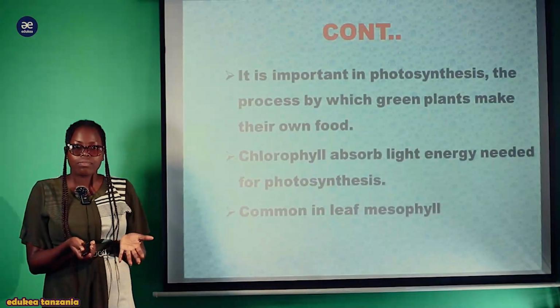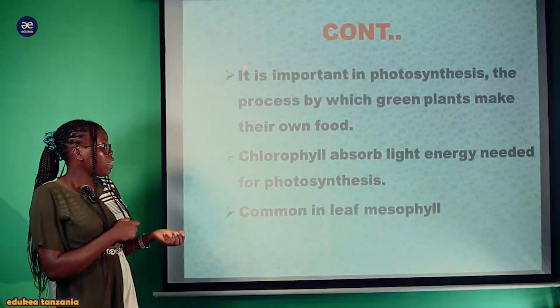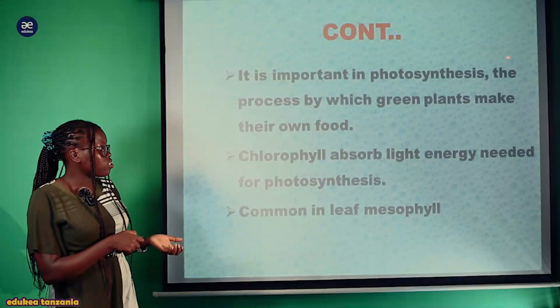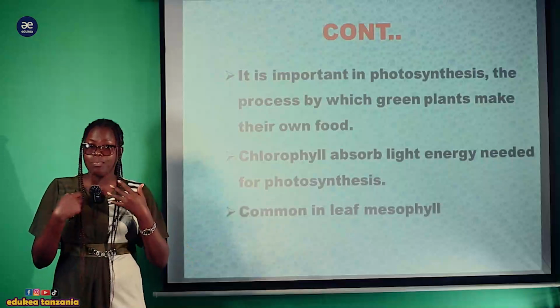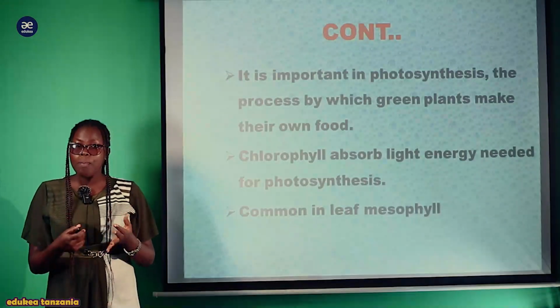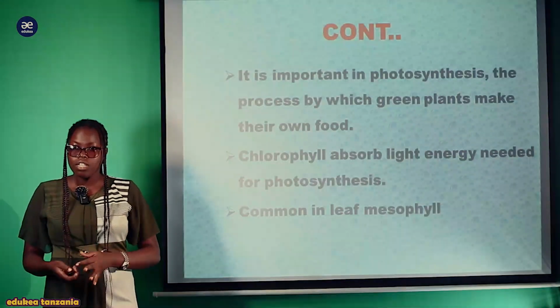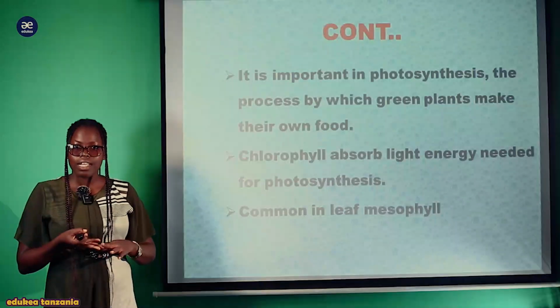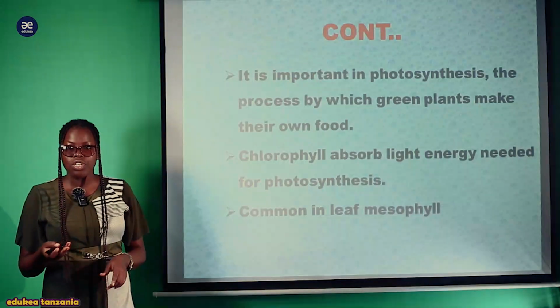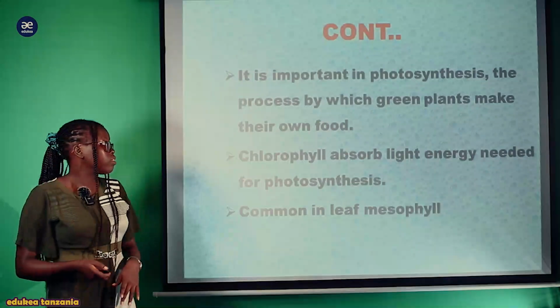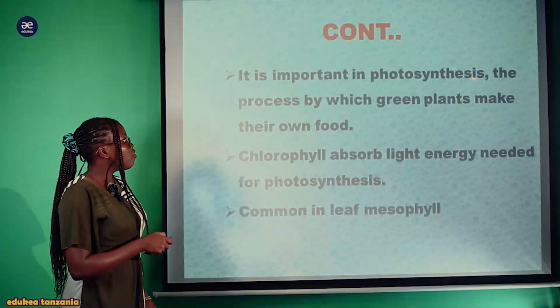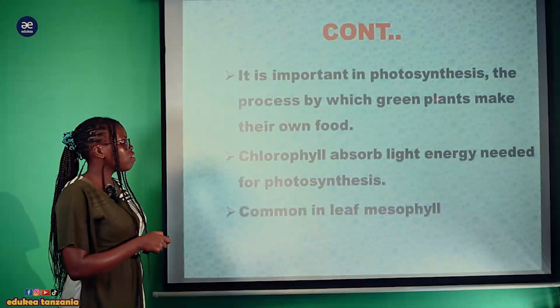And what is photosynthesis? It is the process by which green plants manufacture their own food by using water, sunlight, as well as carbon dioxide to produce glucose as well as oxygen. So, photosynthesis is a process by which green plants make their own food. Chlorophyll absorbs light energy needed for photosynthesis, and it is commonly found in the leaf mesophyll.